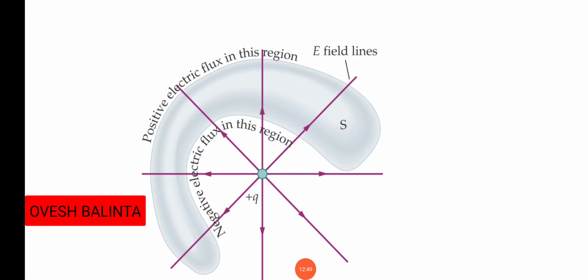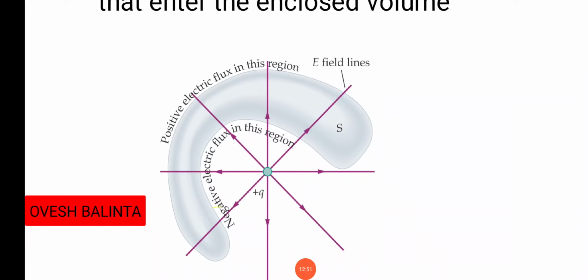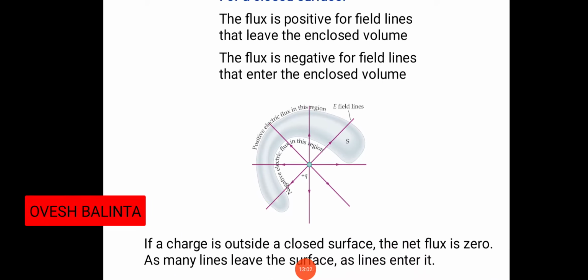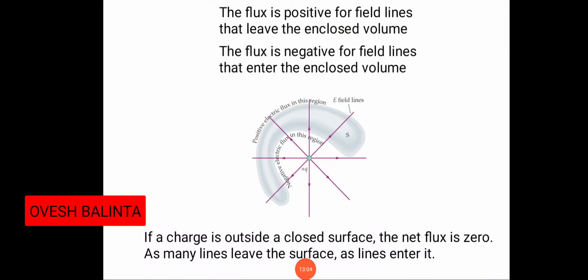So see what will happen, there is a positive electric flux in this region, and a negative electric flux in this region. So both of these are there, and the resultant flux is equal to 0.